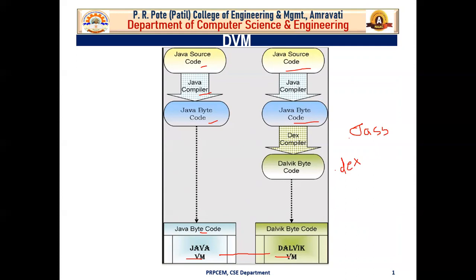Okay, so it keeps in mind the constraints of memory and speed of memory that we have on a mobile phone. So instead of directly running the .class file, we are further optimizing the .class file into .dex format, okay, which is Dalvik bytecode. And this Dalvik format is executable by the Dalvik virtual machine. And now the output is generated by the system.